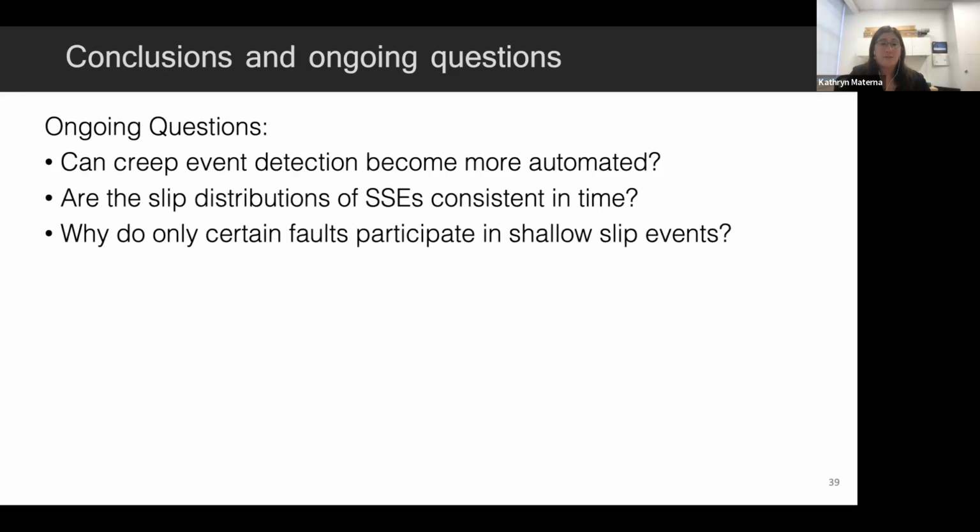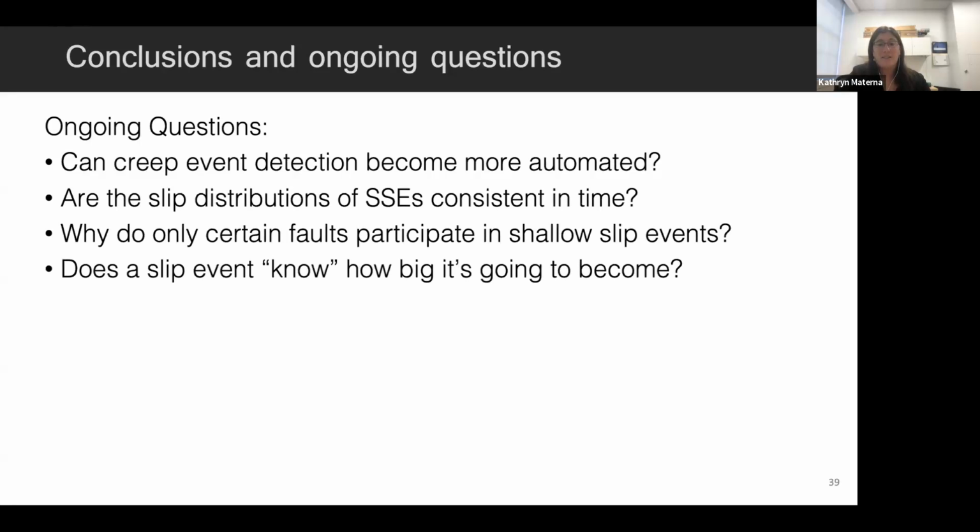Of course, are the slip distributions of slow slip events consistent in time? This is an interesting question that I think is already being researched, but I'm curious to see these results. Why do only certain faults participate in shallow slip events? Does a slip event know how big it's going to become when it initiates? And of course, what factors control the propagation velocity of a slow slip event?